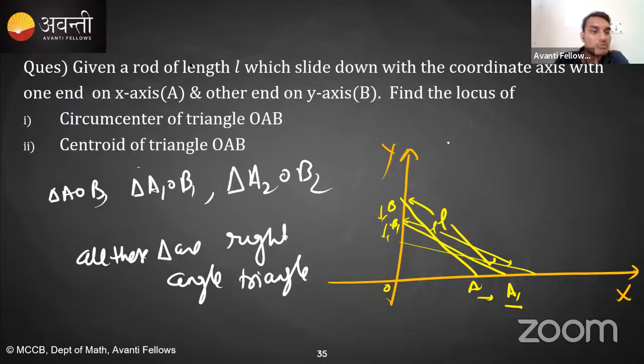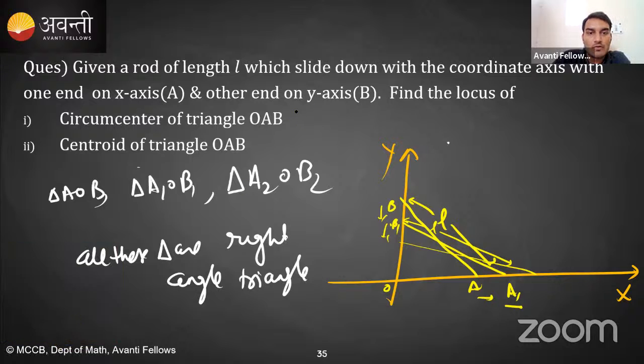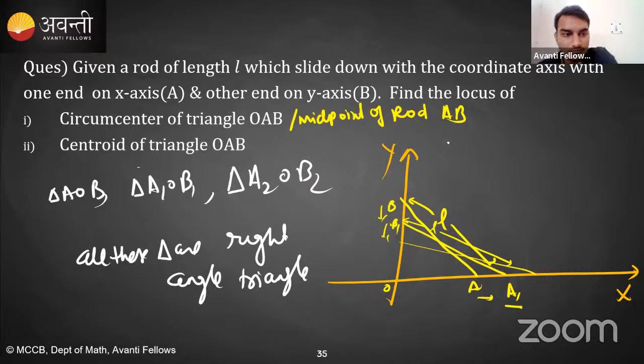So the question can also be asked like this. The question could also say, find the locus of the midpoint of rod AB. Both are the same thing, right? The circumcenter is ultimately the midpoint of AB only. Is this clear? If it is clear, now the second part of the locus, the second locus we have to find.